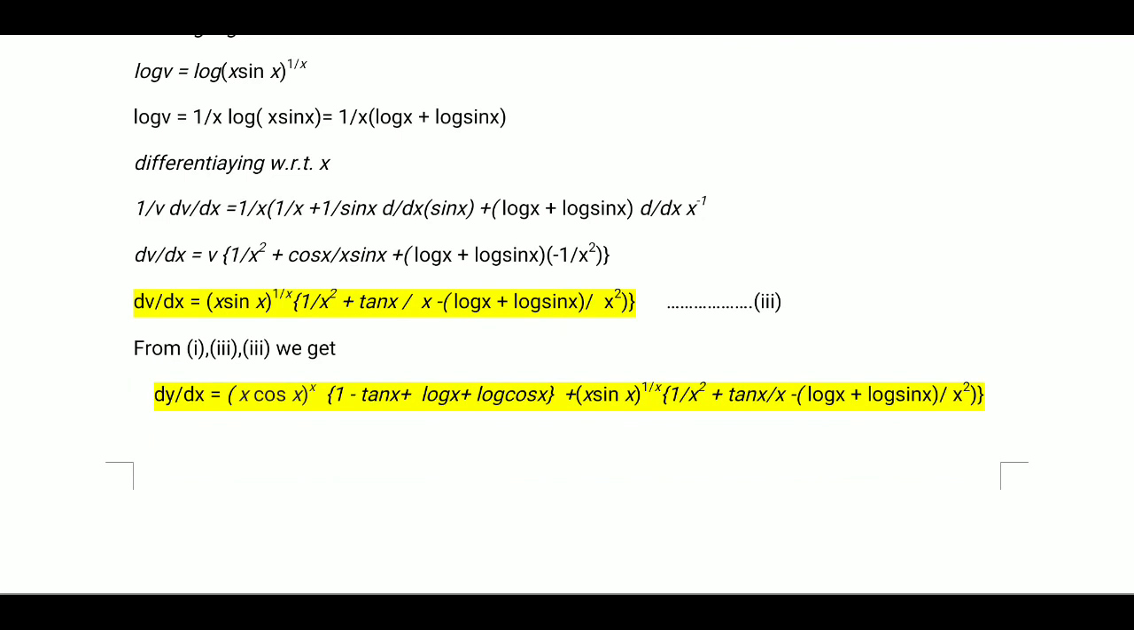So dv upon dx becomes x sin x whole power 1 upon x, that is the value of v, and after simplification we get 1 upon x square plus, here it is cos x upon sin x, so it is not tan but it is cot x upon x, there is a misprint, cot x upon x minus log x plus log sin x whole upon x square. So see here tan is not, it is cot.